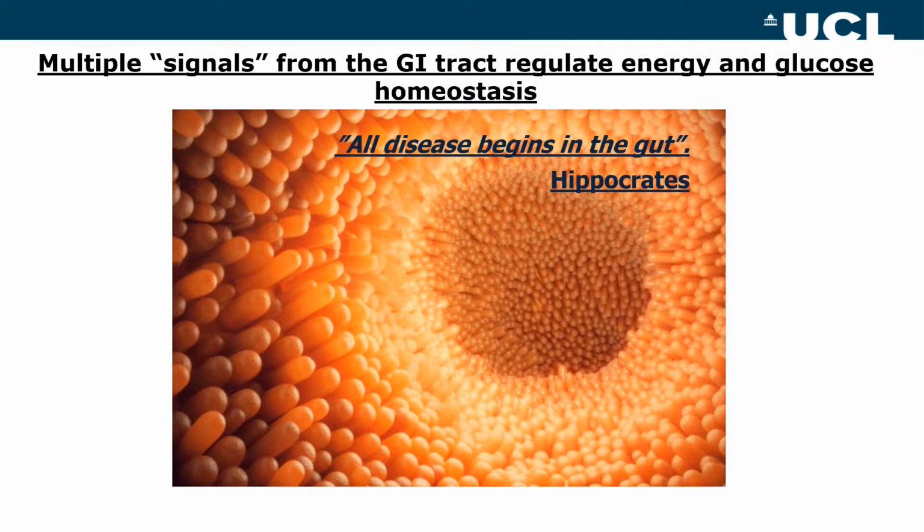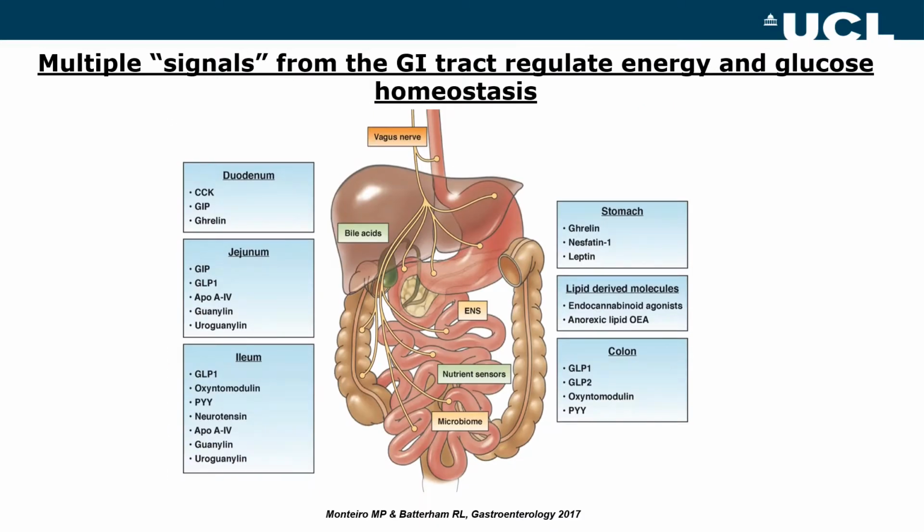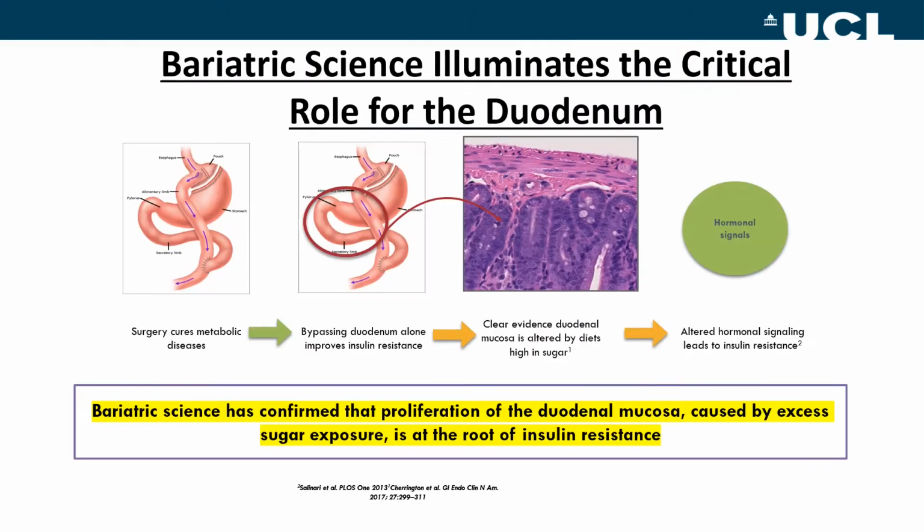How does the GI tract fit into all of this? Hippocrates said a very long time ago that all disease begins in the gut, and we know that there are multiple signals from the gastrointestinal tract that are involved in the homeostasis of glucose, from the duodenum with the expression of ghrelin and GLP, but also the jejunum, the terminal ileum, and also the colon and the stomach. And understanding the individual role of all of these areas will help us to intervene at different stages.